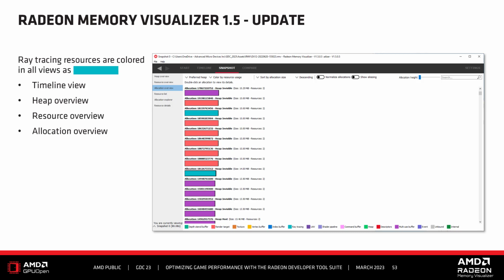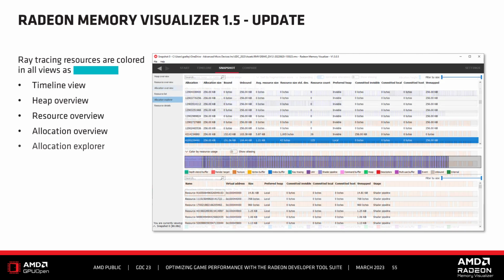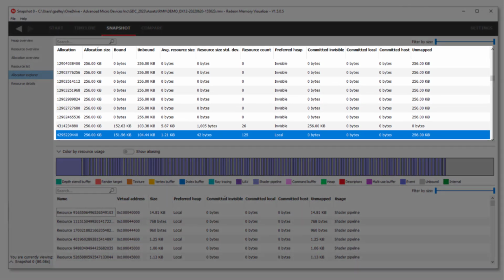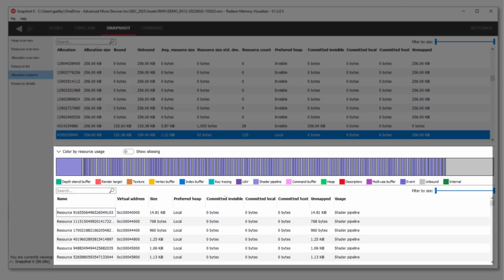One of its most useful features is the display of memory fragmentation. As shown here, colored by type, the sub-allocations for placed resources can be seen, each separated by unbound memory in gray. This view allows us to visualize the efficiency of our sub-allocation. Double-clicking on an allocation will open it in the Allocation Explorer. In this view, the allocations are listed in a table at the top. And when one is selected, the placed resources or sub-allocations are listed in the table below.